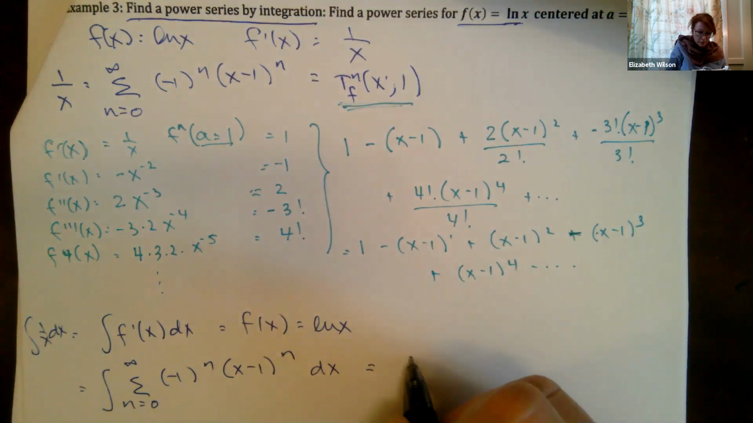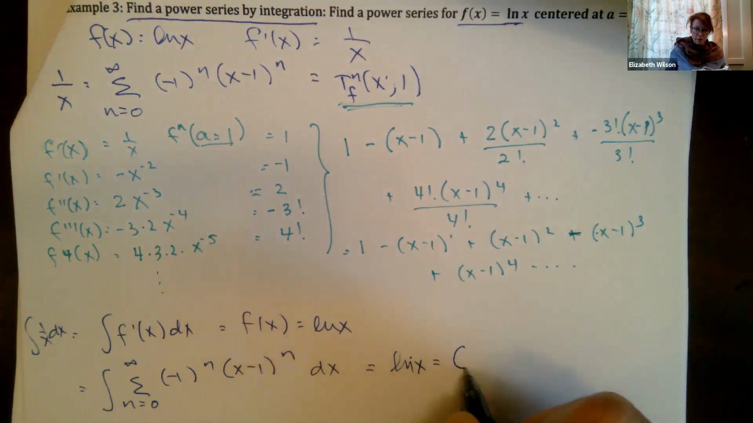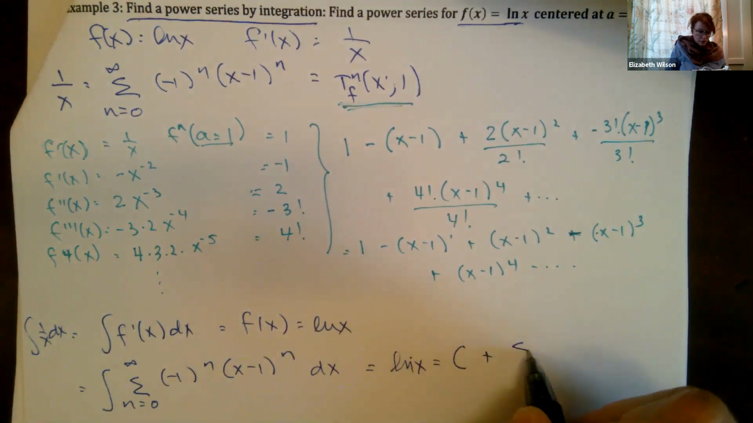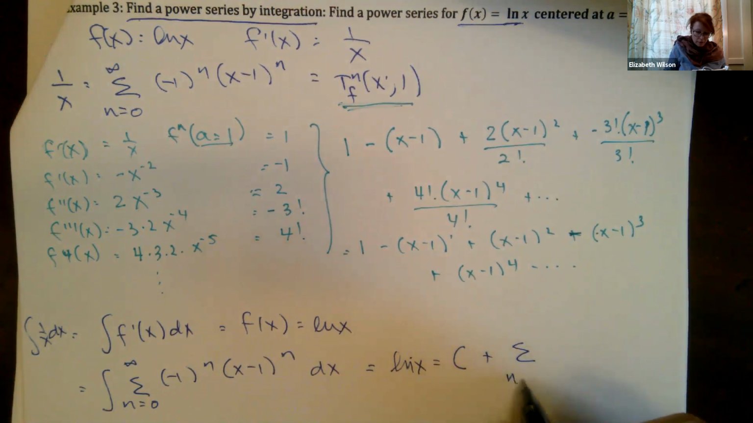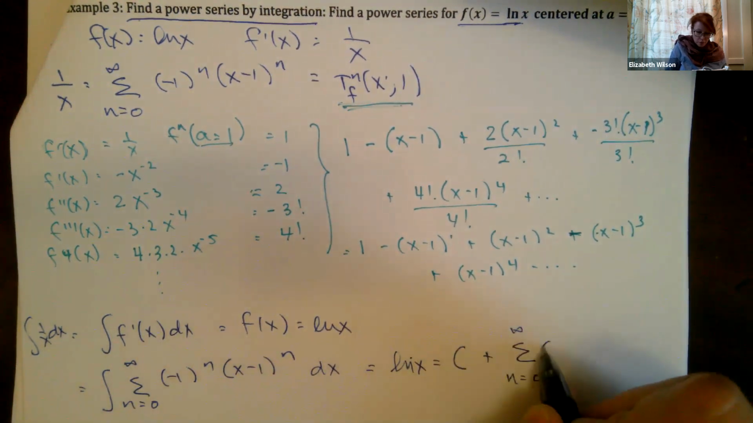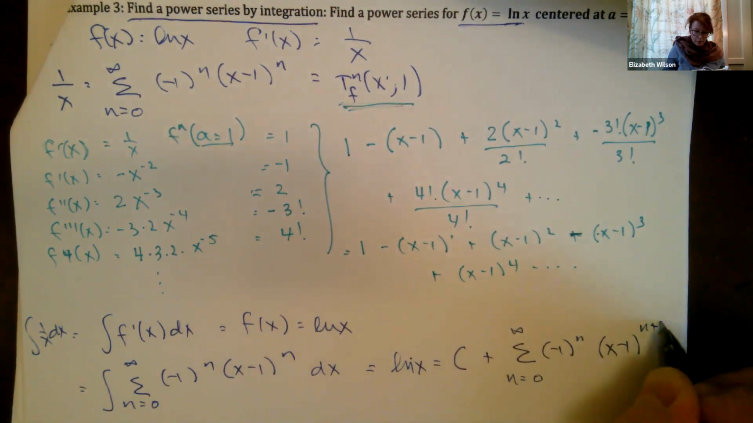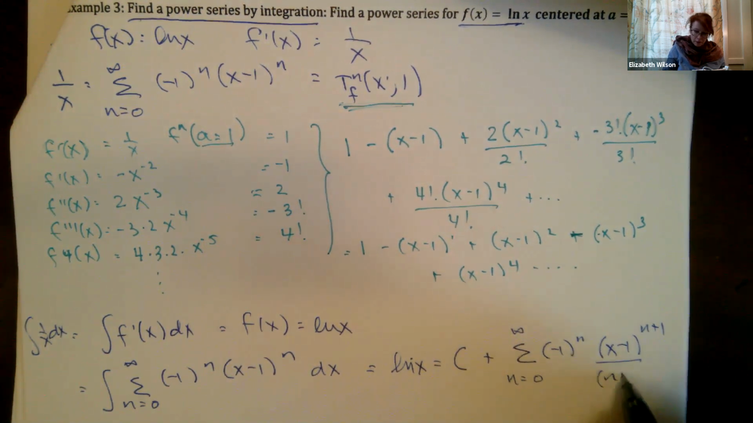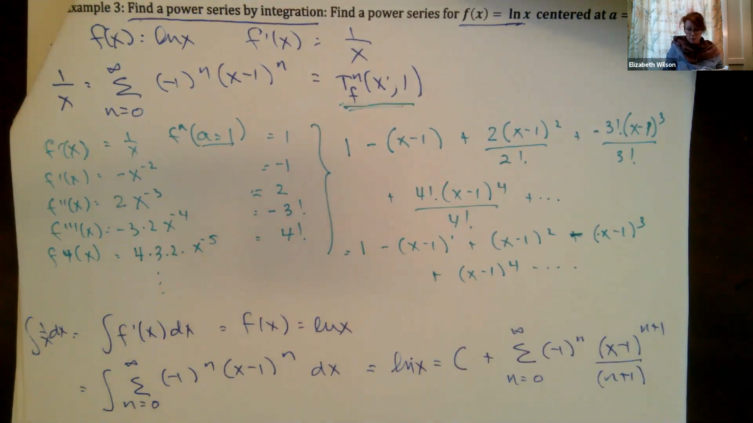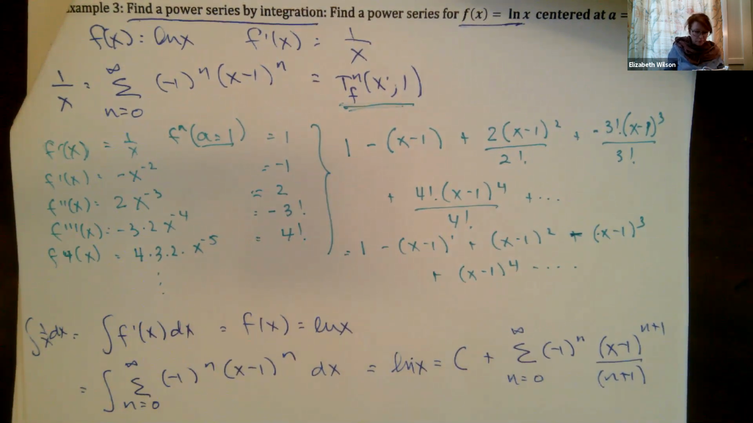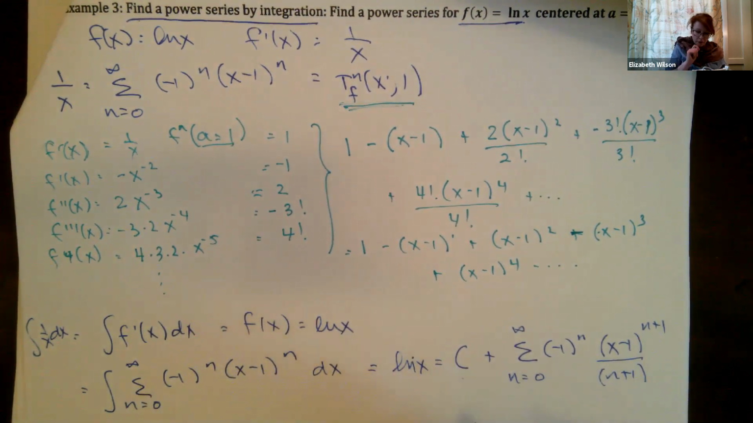Since it's ln of x, I get my constant of integration plus my summation, n equals 0 to infinity, minus 1 to the n still, x minus 1. I have to increase the exponent by 1 and divide by my new exponent. This is my power rule for integration. Let's do our constant of integration. When x is equal to 1, I plug in x equals 1, and c equals 0.